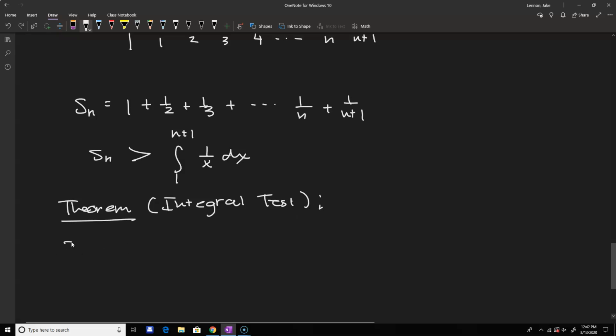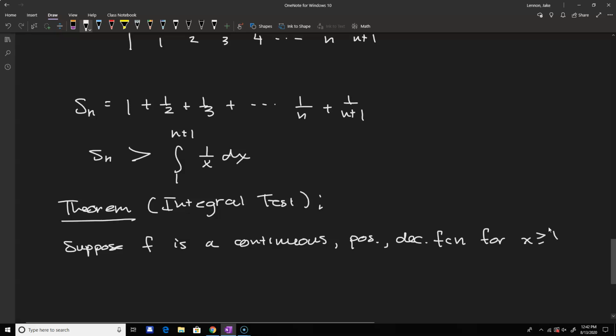So again, suppose f is a continuous, positive, decreasing function for, let's say, just x greater than or equal to 1. That's kind of like wherever your series is starting.